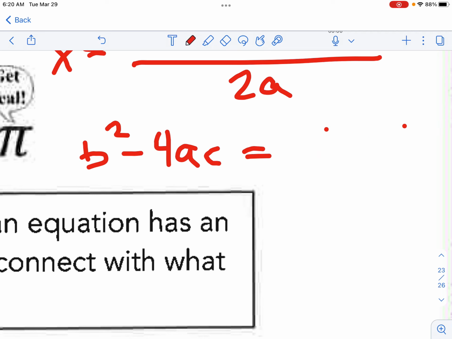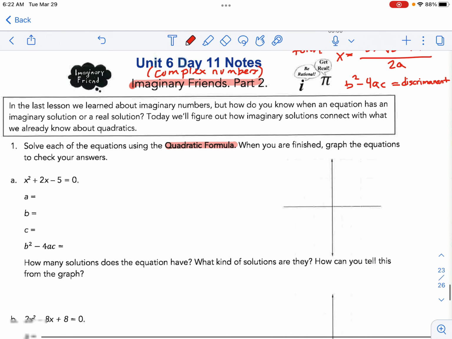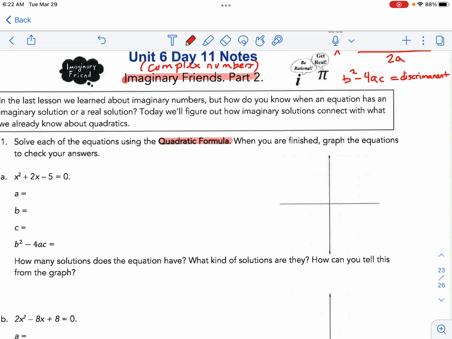Oops, I think I spelled that wrong. Let's try that again. Discriminant. And let's get rid of a couple of these dots here. There we go. And that forms the basis of what the solutions look like and what the parabola looks like.